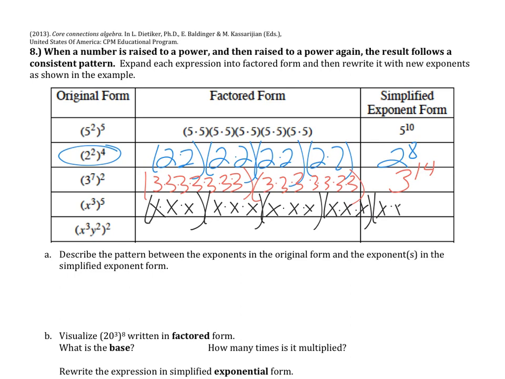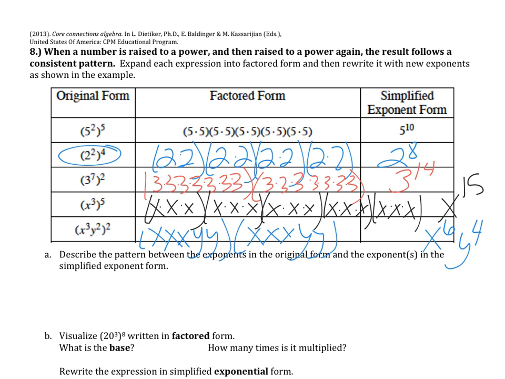I'm going to run out of space. So that's going to give us x to the 15th power. The last one here, we have 2 different variables, so we're going to have x times y, x times x times x, y times y, and then x times x times x, y times y. So we will have x to the 6th power and y to the 4th power.